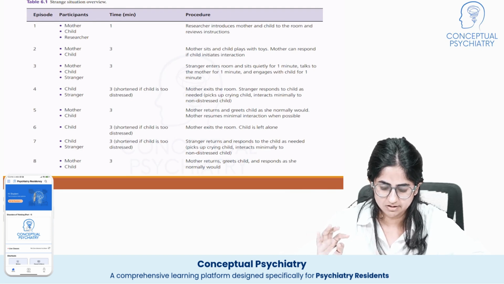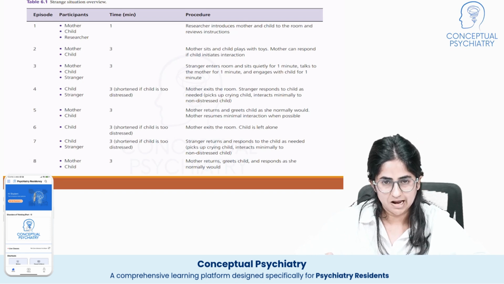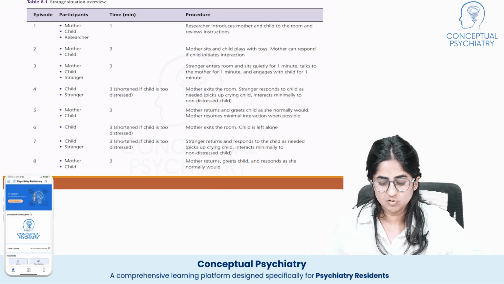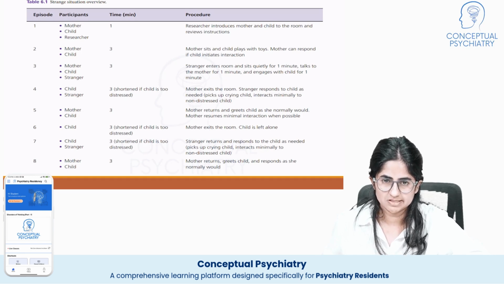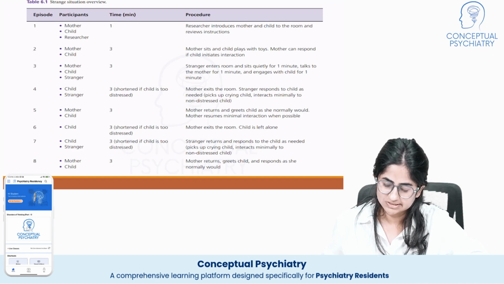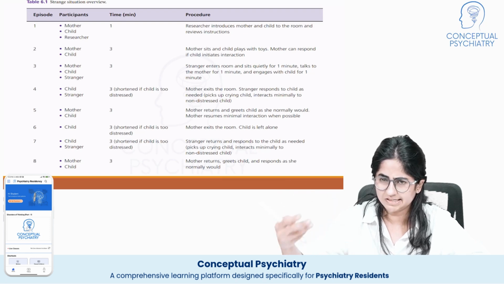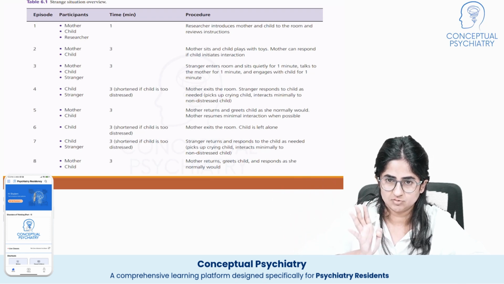After the child is less distressed, the mother resumes the interaction. Again, after this, the mother leaves and the child is now left alone in the room, right? If the child is not distressed, it goes on for 3 full minutes. After this, the stranger returns to the room and responds to the child as needed, picks up the crying child, interacts a little bit. Okay. So again, there is child and stranger in the room.